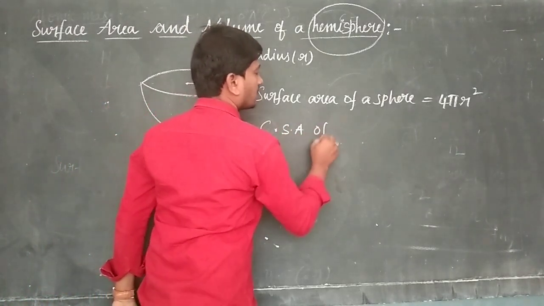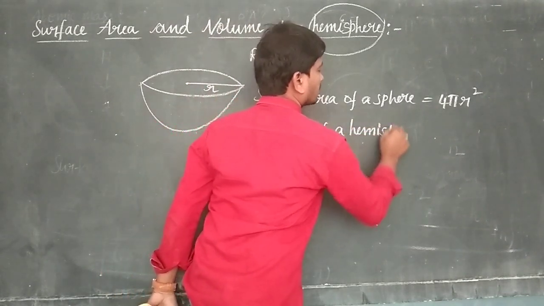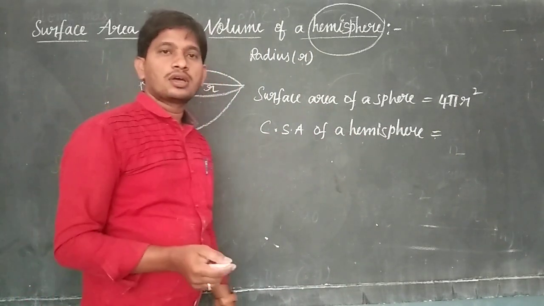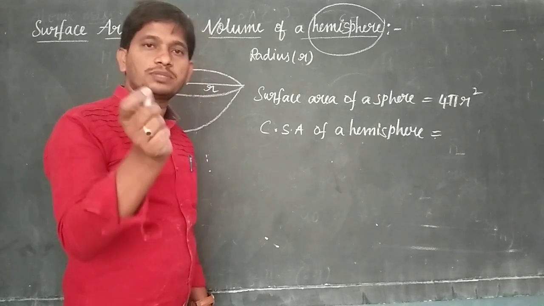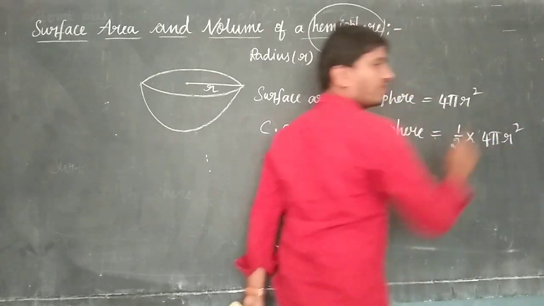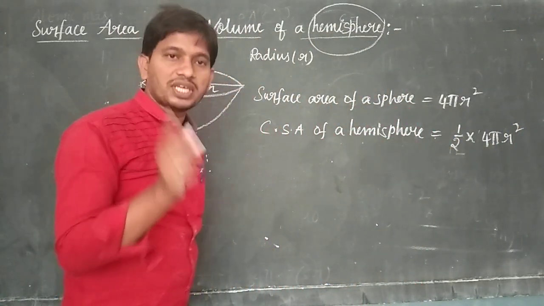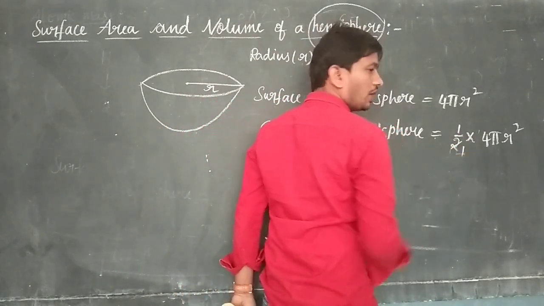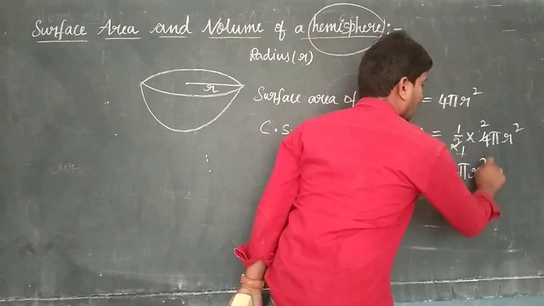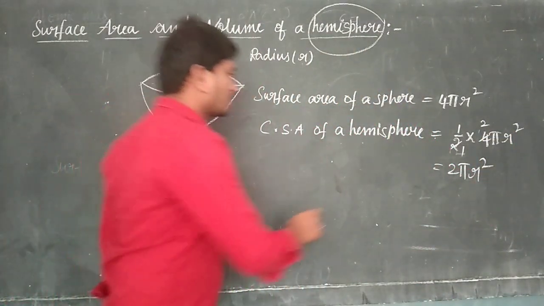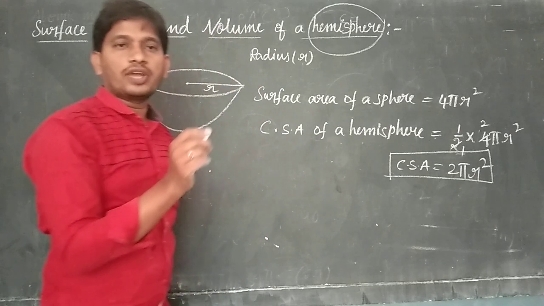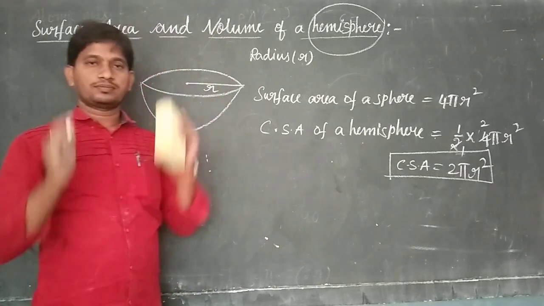The CSA, curved surface area, of a hemisphere is half of the surface area of a sphere. That is 1 by 2 into 4 pi r square. Half means 1 by 2. 2 ones are 2, 2 twos are 4, which is equal to 2 pi r square. Students, the curved surface area of a hemisphere is 2 pi r square.